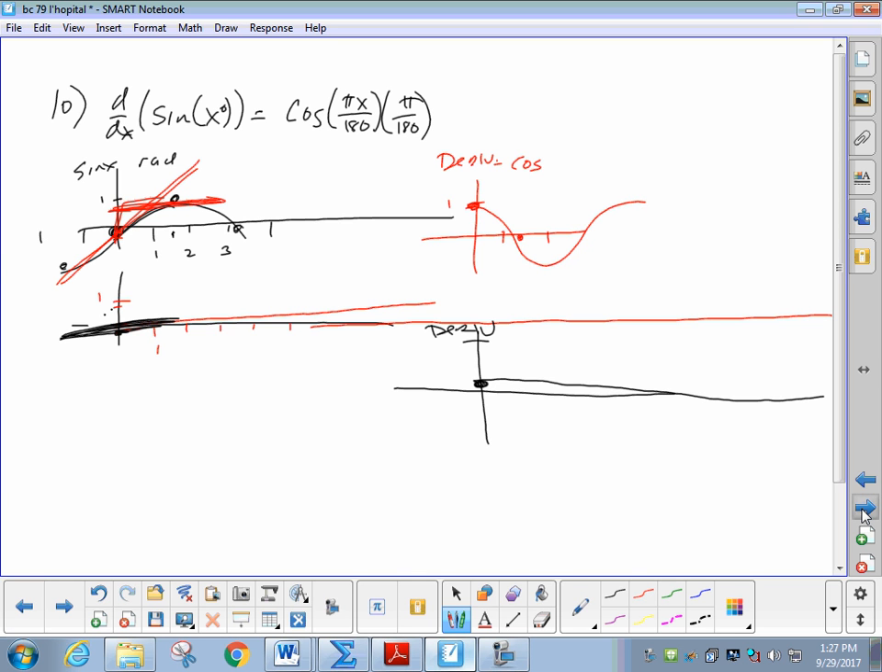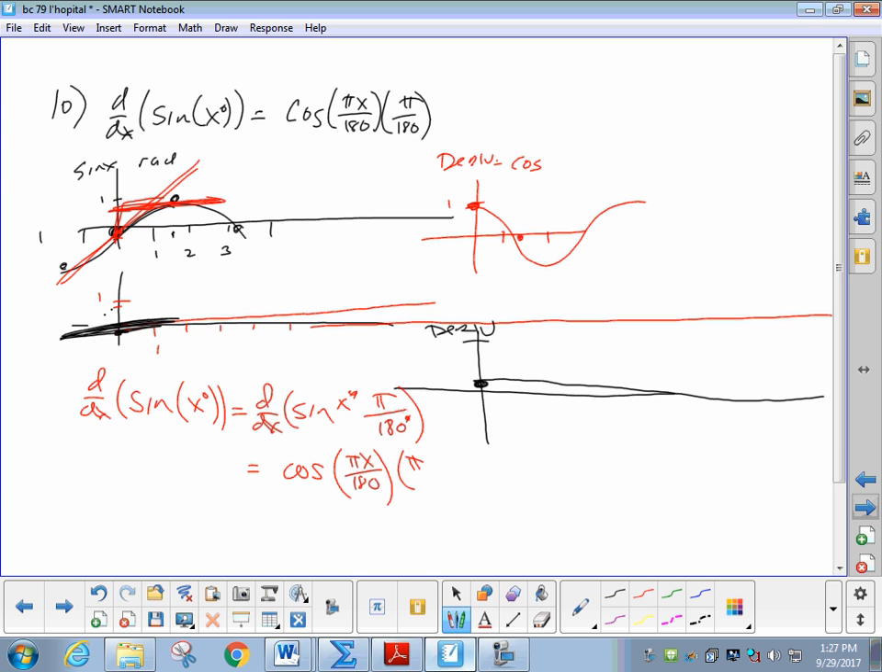Now, how I got there is to say, I don't know how to do the derivative of sine in degrees. So I'll do the derivative of sine in radians, and I convert it to radians. What's the conversion rate from degrees to radians? Pi over 180. Pi radians to 180 degrees. Now at that point, that's taking the derivative of sine in radians. It would employ the chain rule then. It would be cosine of pi x over 180 times pi over 180.